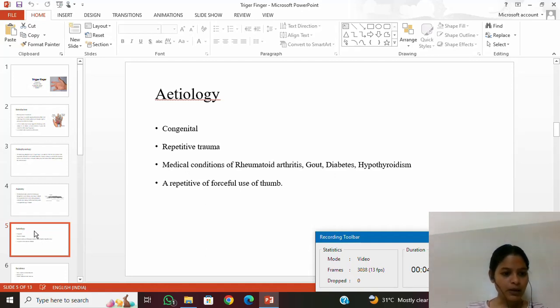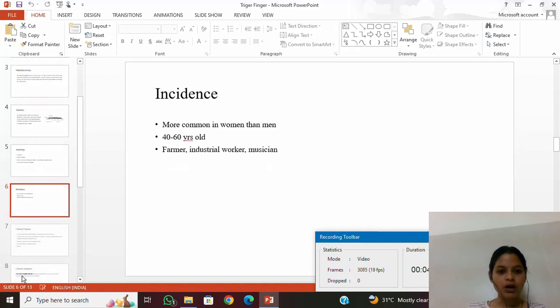Okay, next one is incidence. It most commonly affects women more than men, and those 40 to 60 years old are most commonly affected. Farmers, industrial workers and musicians suffer more.